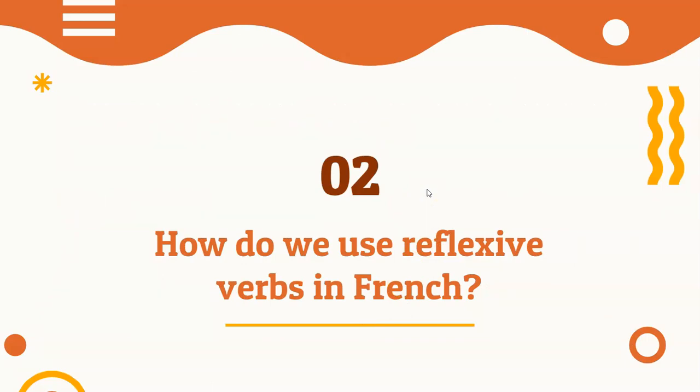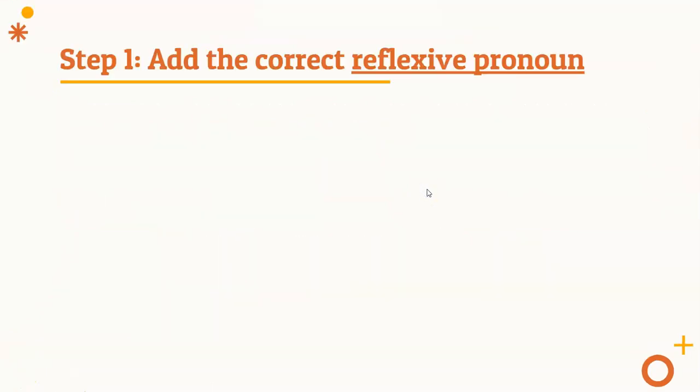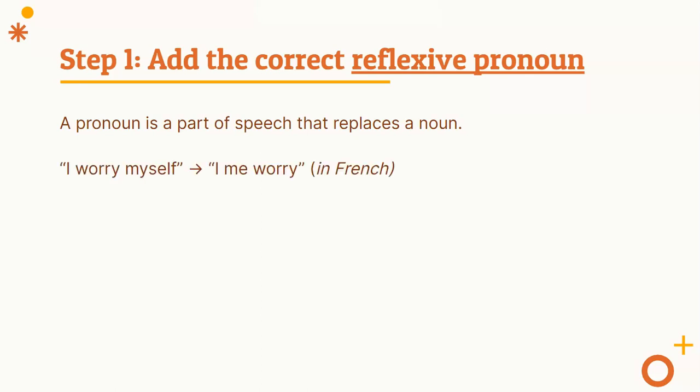So what do we do with this? How do we use these reflexive verbs in French? First thing is that we need to add the correct reflexive pronoun at the beginning. As a reminder, a pronoun is just a part of speech that replaces a noun. So instead of I worry myself, it'd be like I me worry in French. So based on the subject you're talking about, you're going to have a different reflexive pronoun that you will add on.